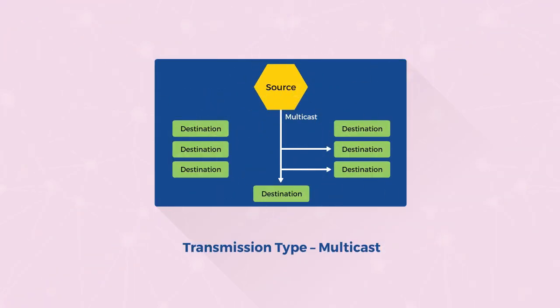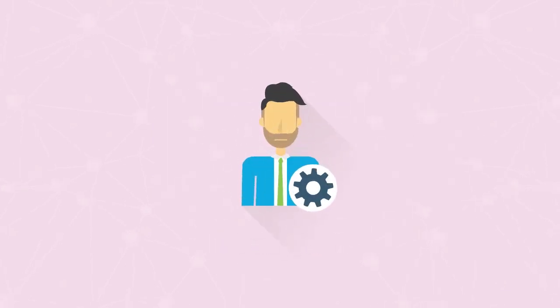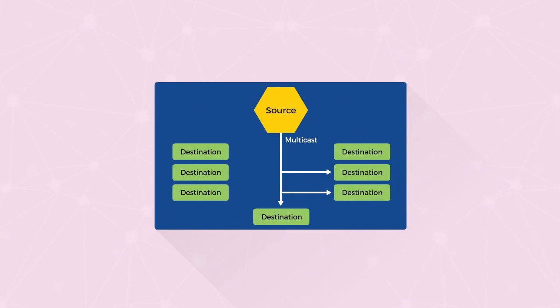Then there's a bit of a middle ground, if you will, the multicast. And in this case, we have a source sending out to multiple destinations, but not everyone. So these are defined by the administrators. You create multicast groups, and you can send to a single address from the source's perspective. But all of the destinations that have been added to that group will receive those packets.